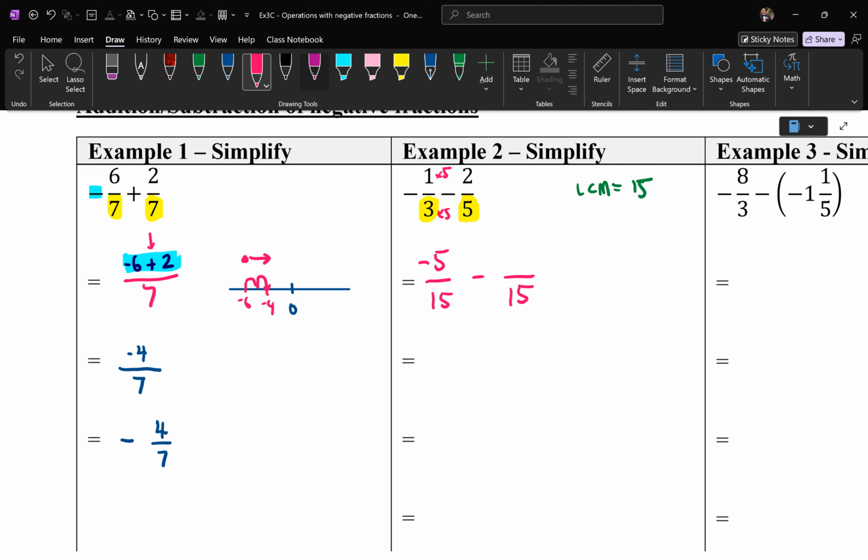And on the other side, we have 5 times 3. Hamza, thank you. 5 times 3 is 15. Whatever you do to the bottom, you do to the top. 2 times 3 gives you 6. The only part that you're revising with integers is here.